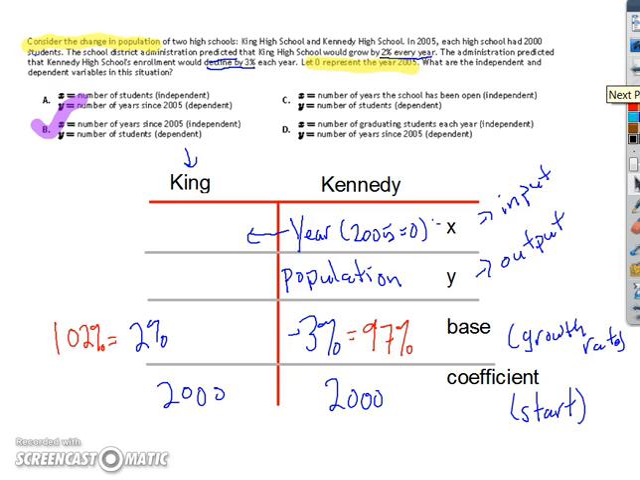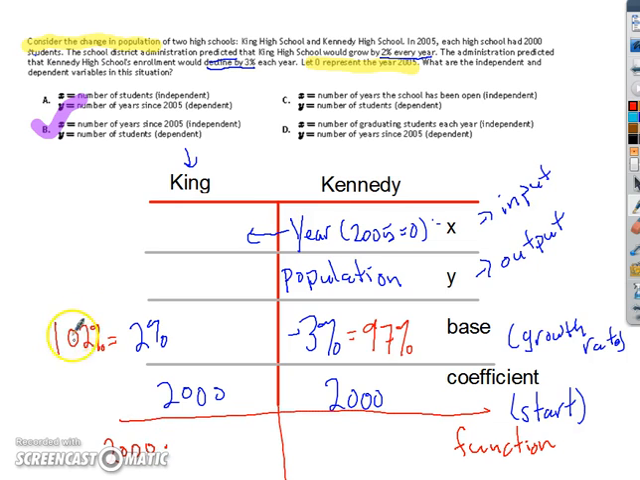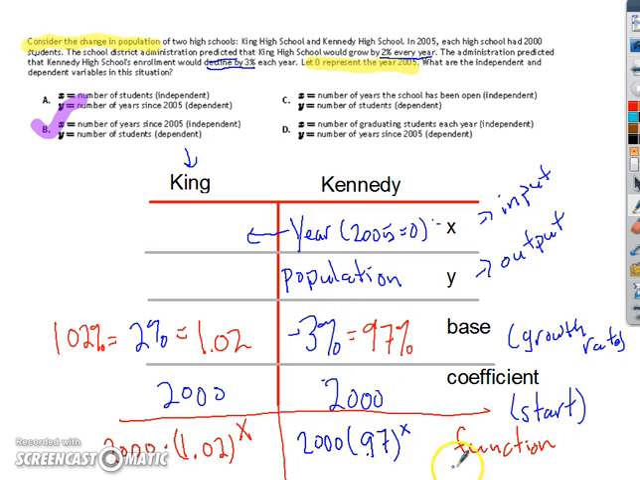Okay, so now that I've got that, I'm going to go ahead and write the function in this little column here so that I keep it organized, because there's two functions I have to compare. The first one is 2,000 to start with times a growth rate of 102%, and I've turned that into the decimal 1.02 by moving the decimal 2 places, raised to x, the number of years, so that's the function for King. And the function for Kennedy is 2,000 to start with still, but Kennedy isn't growing, Kennedy is shrinking to 97% raised to x, the number of years. So I'm comparing these two functions for King and Kennedy.